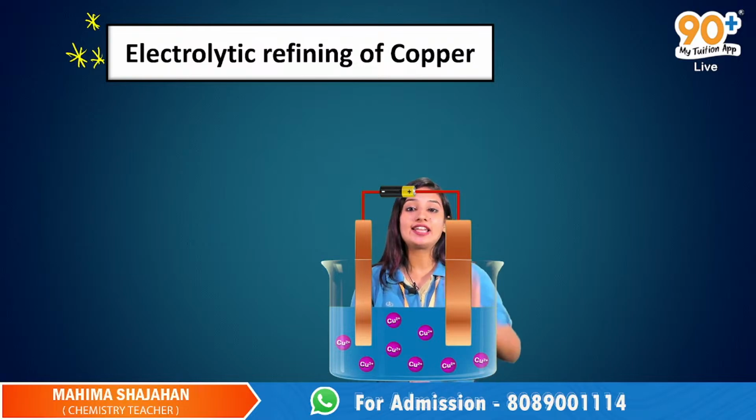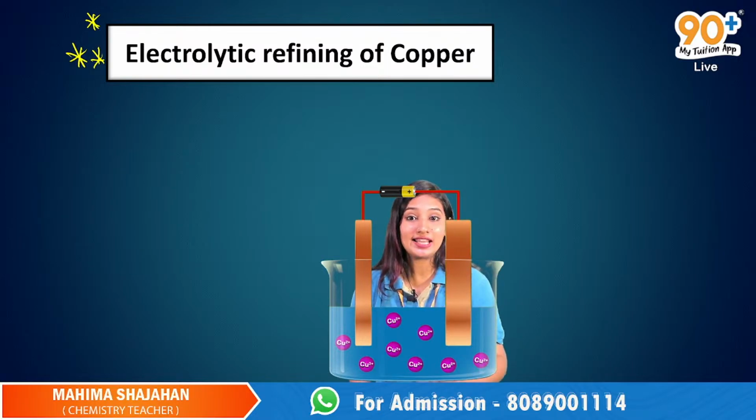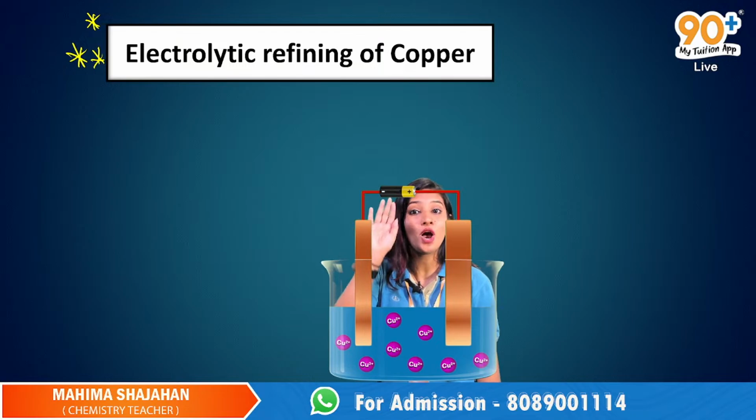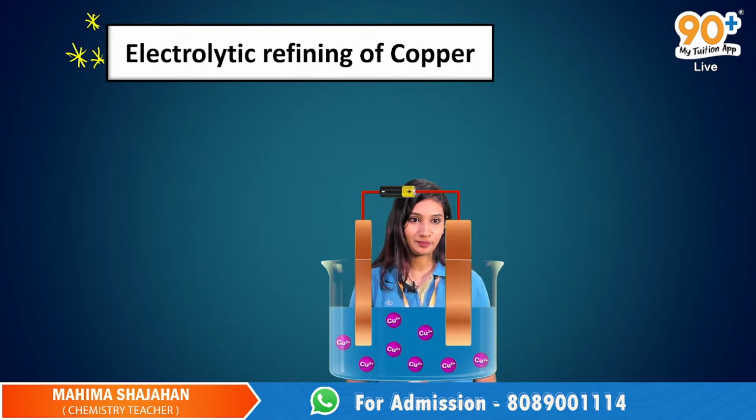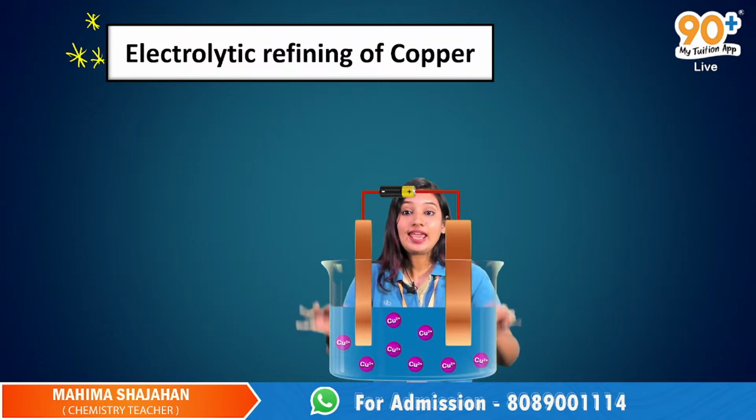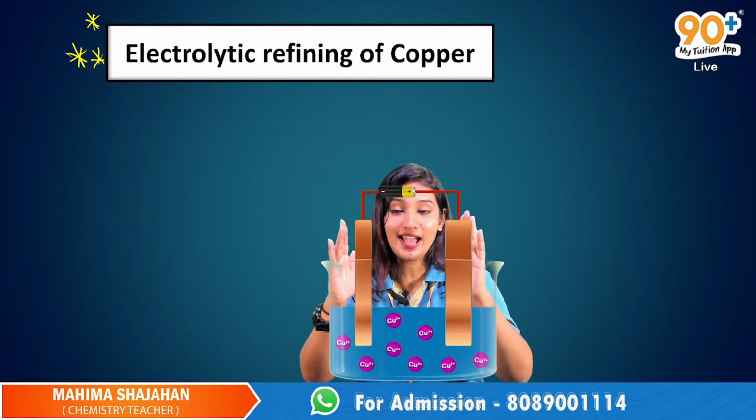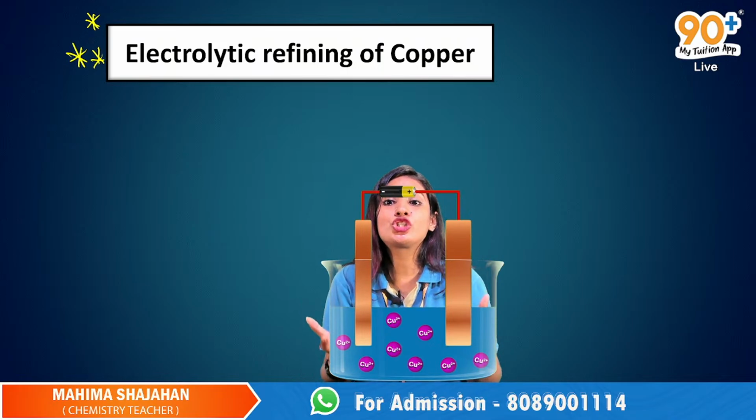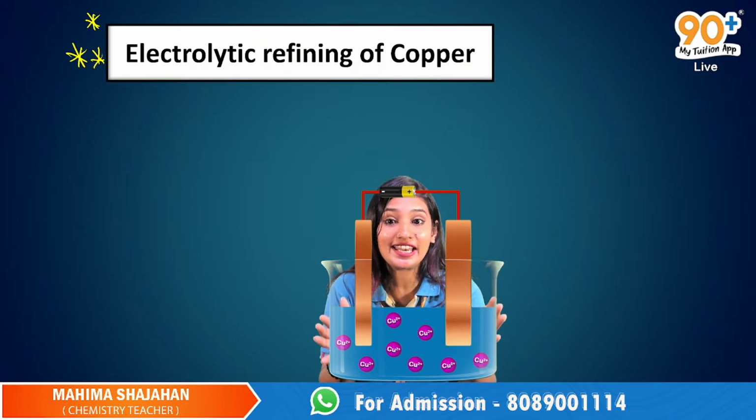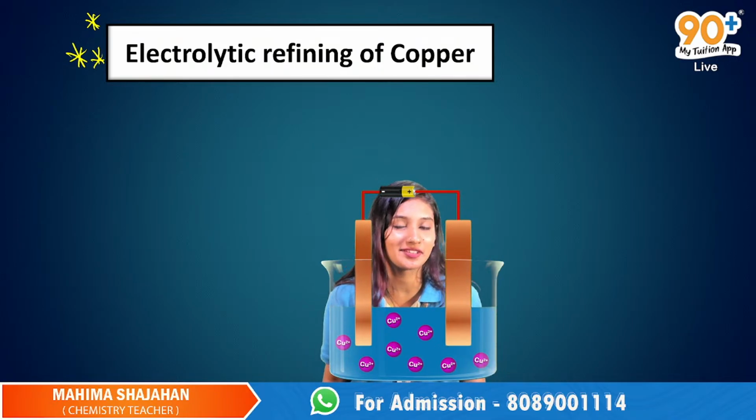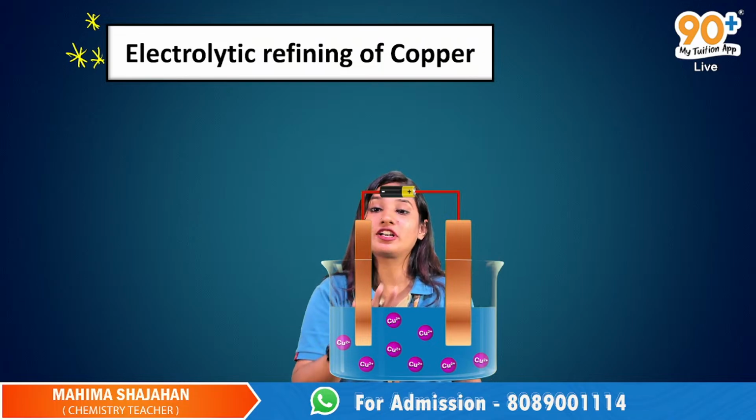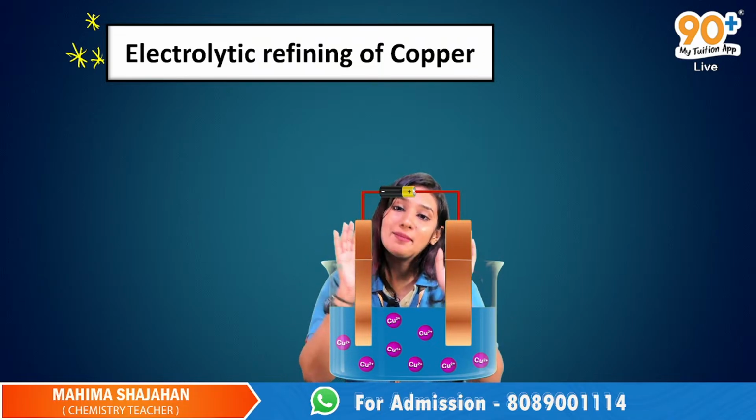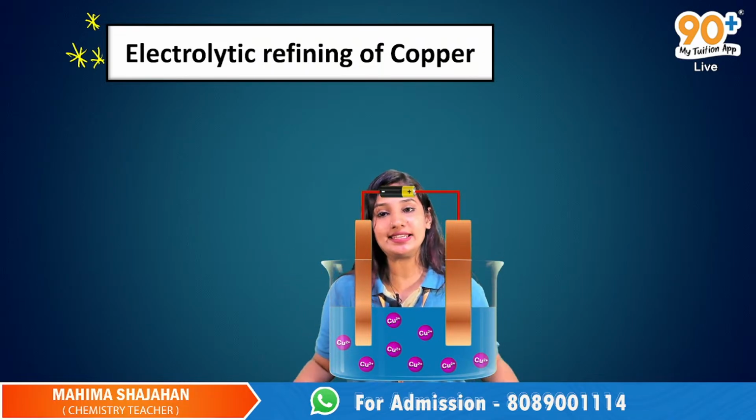Impure metal is taken as the anode, and a thin strip of pure metal is taken as the cathode. Now, the salt solution of the same metal is what I take as my electrolyte. So what is the electrolyte here? The metal salt. The salt solution of the metal we want to refine is the electrolyte.